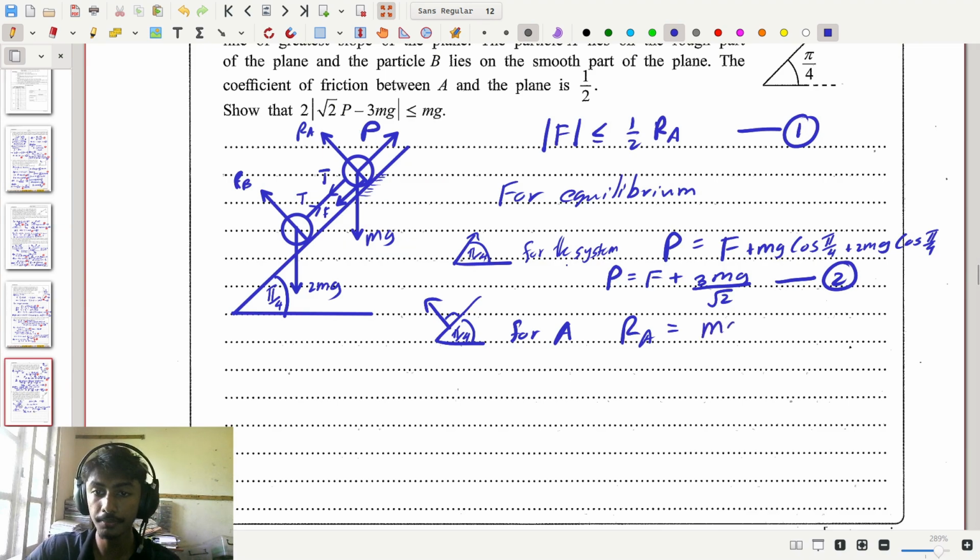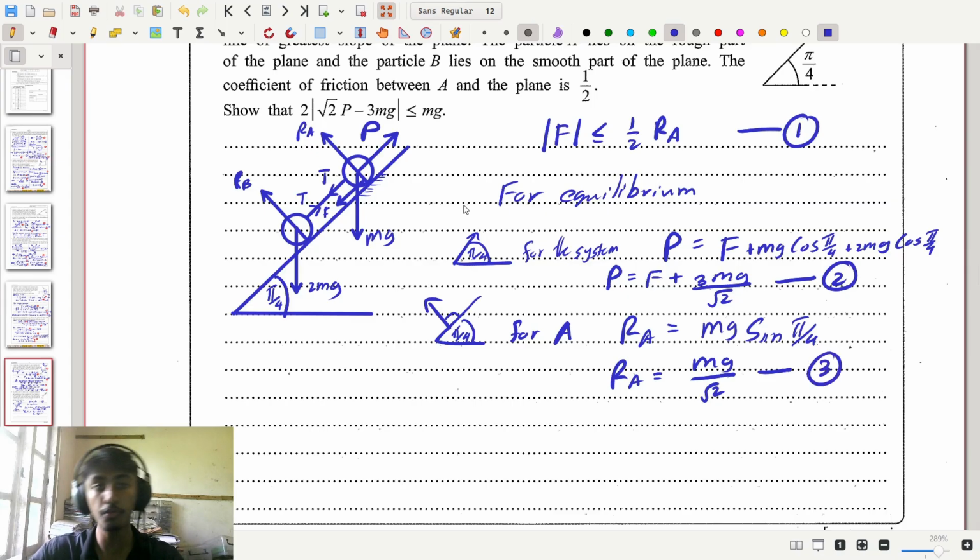So I have mg sine pi by 4, which is also equal to 1 over root 2, and therefore I get RA equals mg over root 2, and this is equation number 3.